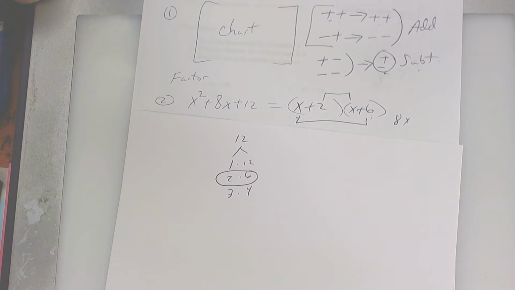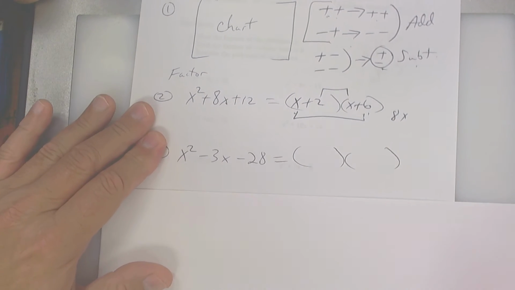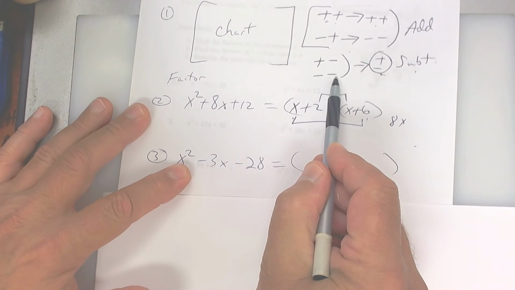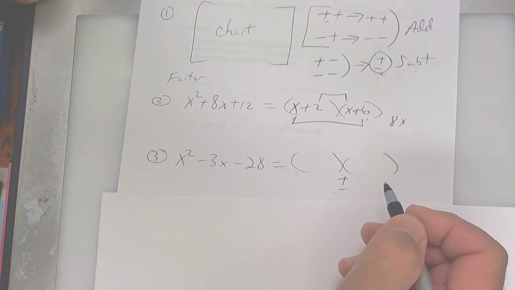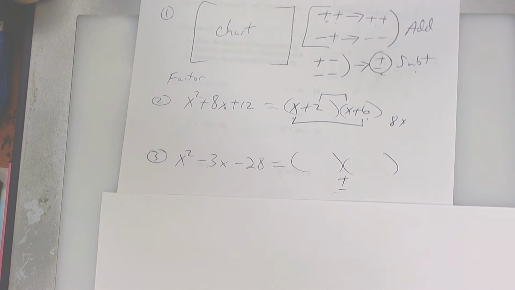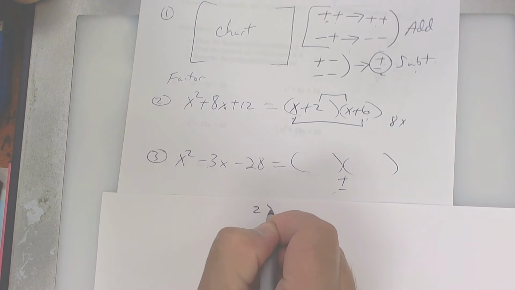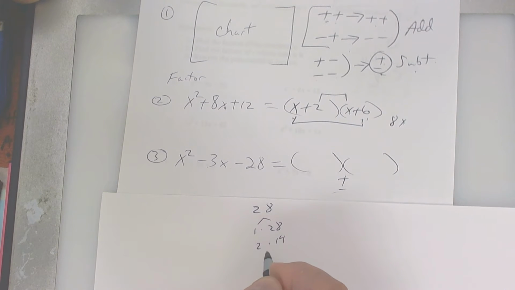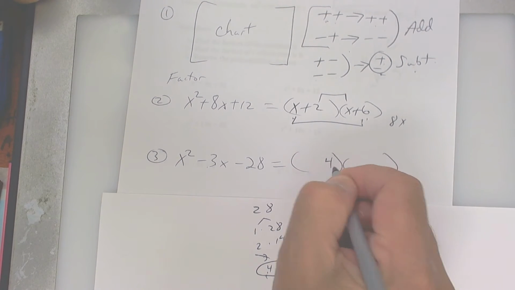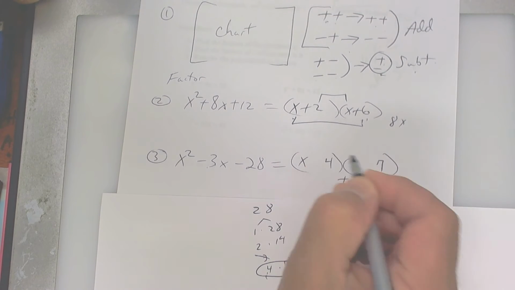We're done. Real simple. This one right here, a minus and a minus is going to be a plus and a minus. So 1 will be a plus and 1 will be a minus. So we have to subtract to get 3. So take 28. 1 times 28, 2 times 14, I don't think 3 works, 4 times 7, that's my answer. You see the 4, 7 minus 4 is 3. So put the 4, the 7.